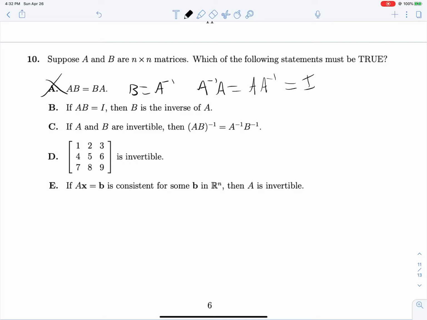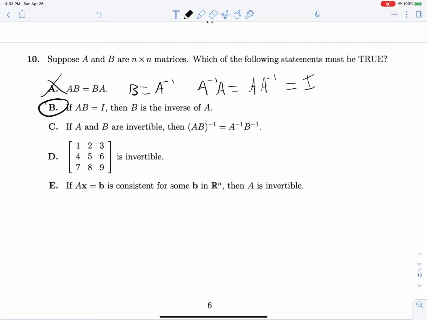What about B? If AB is equal to I, then B is the inverse of A. Yeah, we were just using that fact right there. And we know that these have to be invertible because this is only true if one of these guys is the inverse of the other.